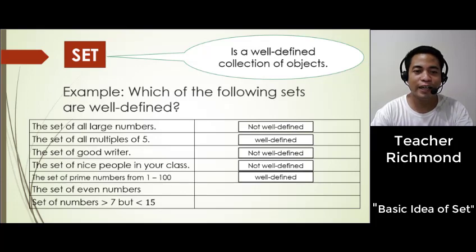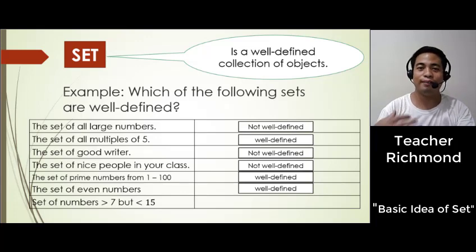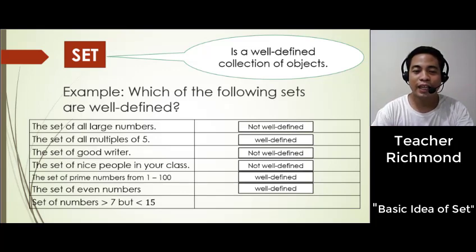Next, the set of even numbers. Is it well-defined or not well-defined? Yes. Why? Because all the set of even numbers to me is the same as all the set of even numbers to you. If you have 2, I have 2. If you have 4, I have 4. If you have 6, I have 6 also. We have the same set of even numbers. That's why it is well-defined.